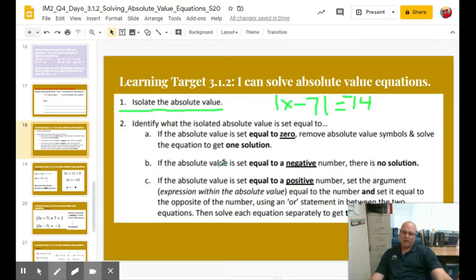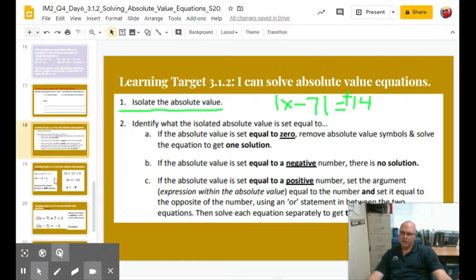And then the last example we're going to have is if it's actually equal to a positive number. So something like this, we know there's going to be two solutions. So I'm going to show you how we break this absolute value equation into two algebraic equations that we already know how to solve, and we'll solve to get the two solutions. All right, ready to go?